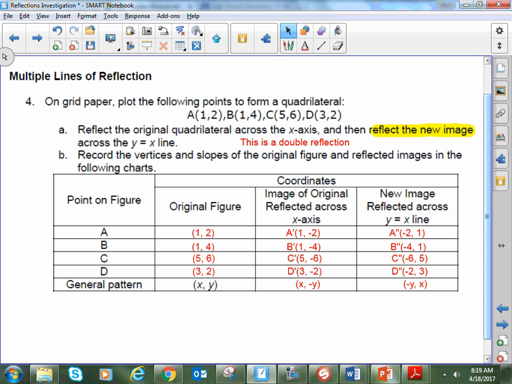So we start with A, which is the pre-image. Then we go to A prime, which is the image after I perform the first reflection, and then we go to A double prime after I finish with my last reflection. So double check your coordinates here, make sure you're okay with what we're doing, and again, look for the patterns that we're seeing at the bottom.